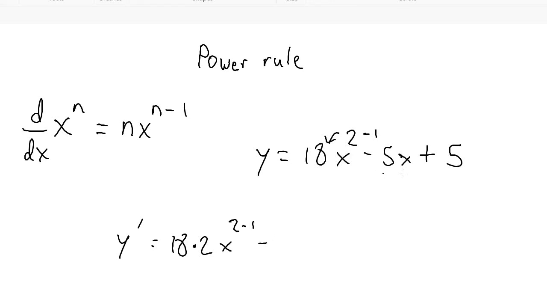Minus the derivative of 5x, which is 5, and then plus a constant, and the derivative of a constant, or 5, is always going to be 0. So we'll get 18 times 2, which is 36, x to the 2 minus 1, which is just 1. So you can just rewrite it as 36x minus 5.